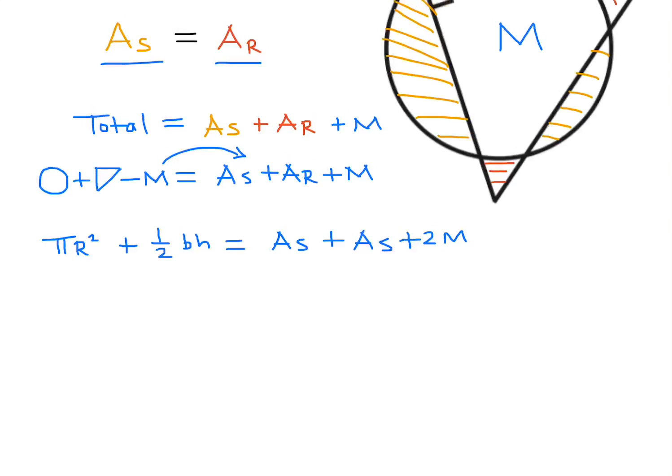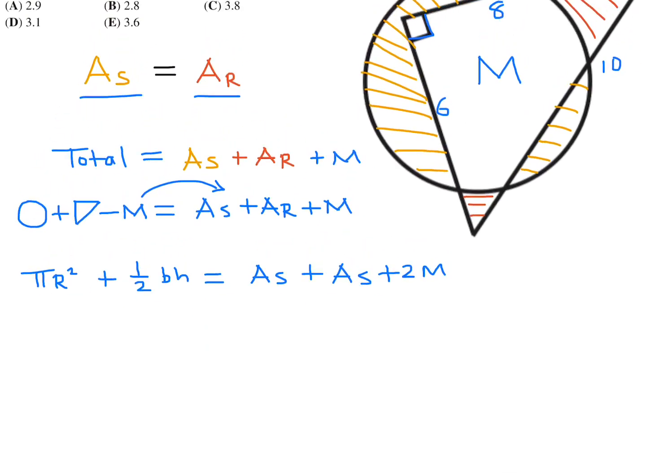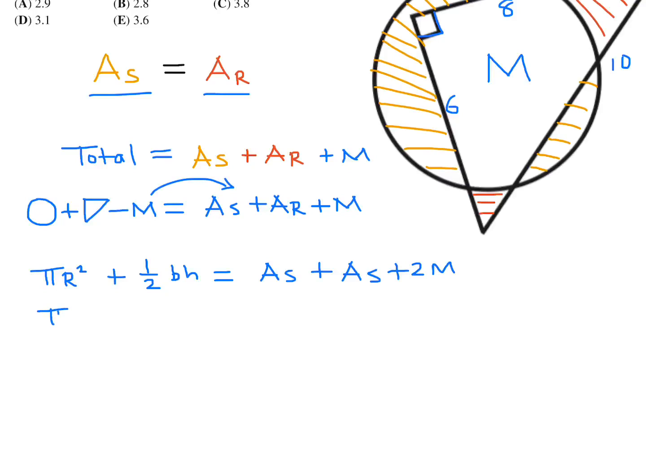Okay, now base times height in the triangle they tell you is 6, 8, 10. So I think this is 6, this is 8, and this is 10. So it's a right triangle, so our base can be 6 and our height can be 8. So this will give me pi r squared plus 1/2 6 times 8. And this is 2AS plus 2M, like that. Okay.